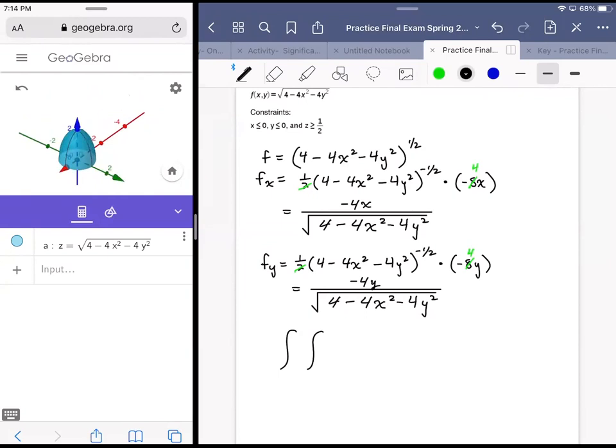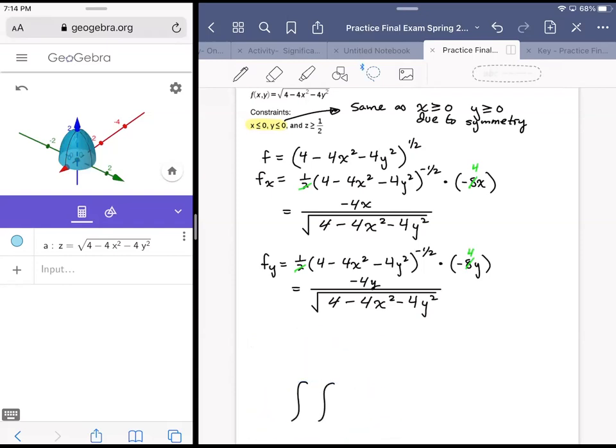So I'm going to make an executive decision and say, well, I don't want to work with values that are less than or equal to 0. I want to work with values that are greater than or equal to 0. All right, so this is the same as x greater than or equal to 0, y greater than or equal to 0 due to symmetry. All right, now in my double integral, I'm going to need to account for bounds. These aren't rectangular bounds, so I have to define that in the xy plane.